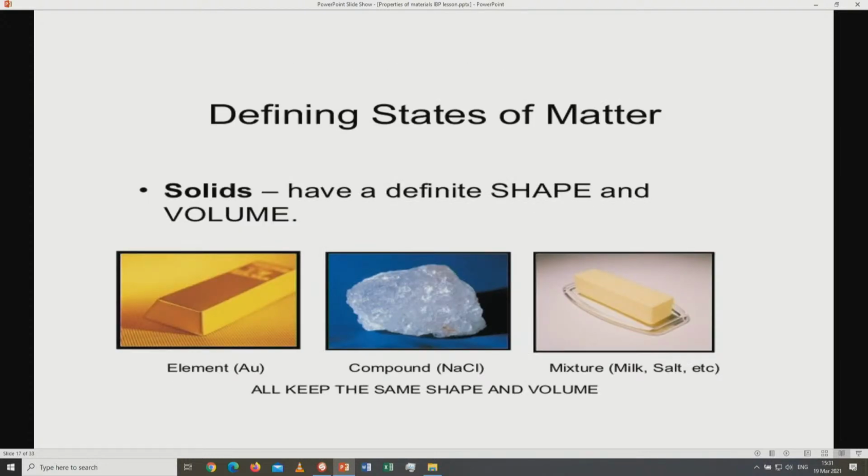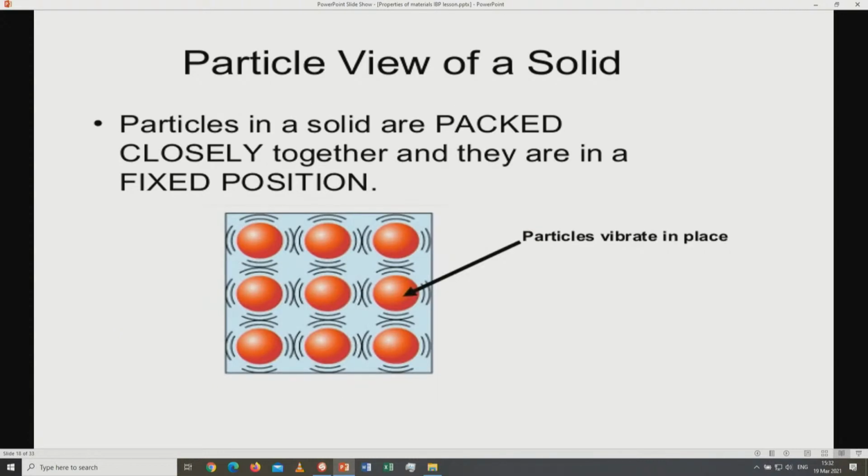solid. A solid has a defined shape and volume, which means all solids have shape and volume. Let's view their particles. You will see that they are closely packed, which means the particles of solids are just vibrating. If you look at the atomic model, all particles are in constant motion. So what happened? They are just vibrating because they are close to one another.